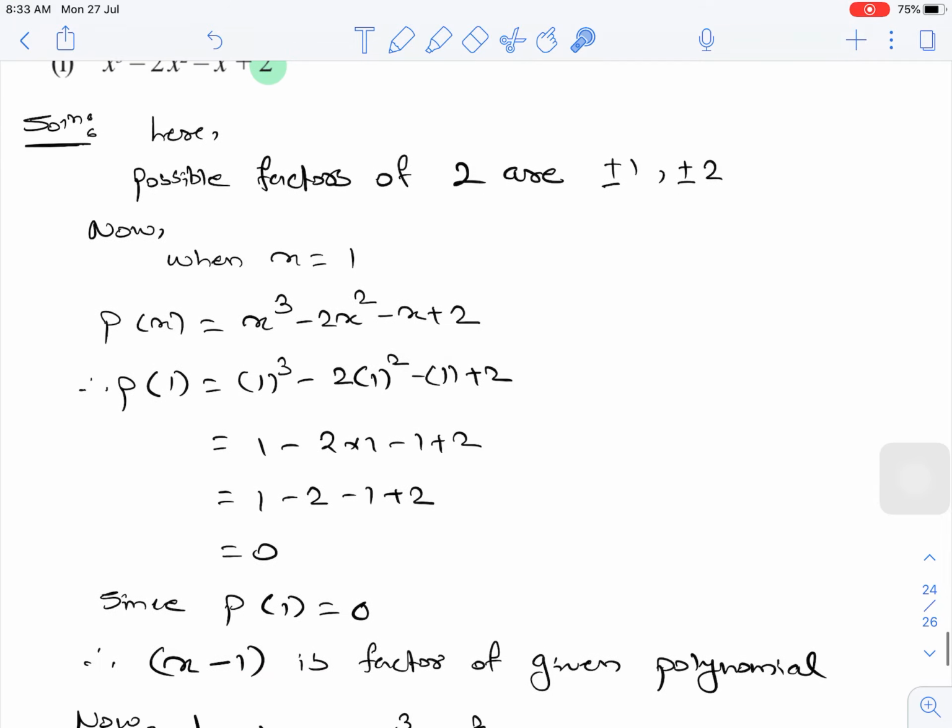Then you have to choose the next one, when x equals -1, and again follow the same procedure and check whether it is a factor or not. You have to continue this procedure until you get the remainder equal to 0. Once you get the polynomial equal to 0, then the number with opposite sign will be its factor.